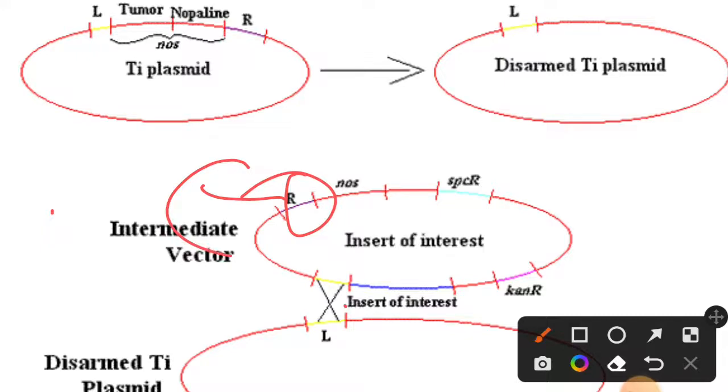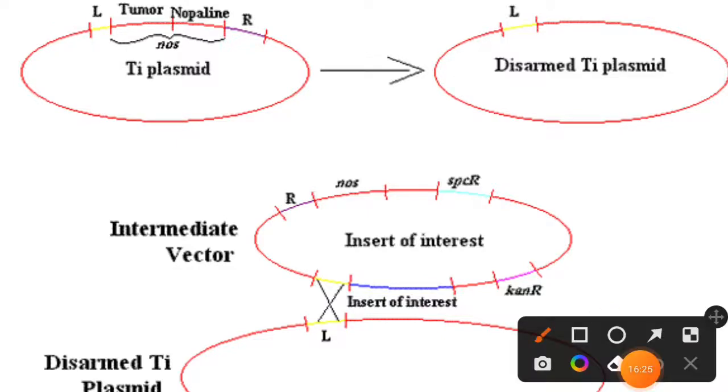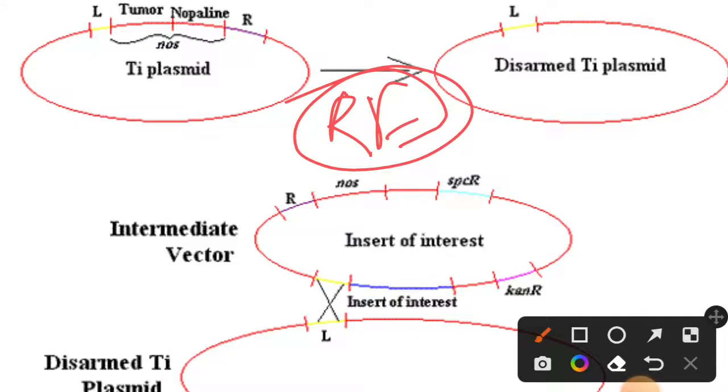So our plan of just cutting out T-DNA will not work. As a way out, we have developed the co-integrative plasmid concept, where first of all we digest the Ti plasmid with the help of restriction endonuclease, which leads to the creation of a disarmed Ti plasmid, in which we have only the virulence gene.